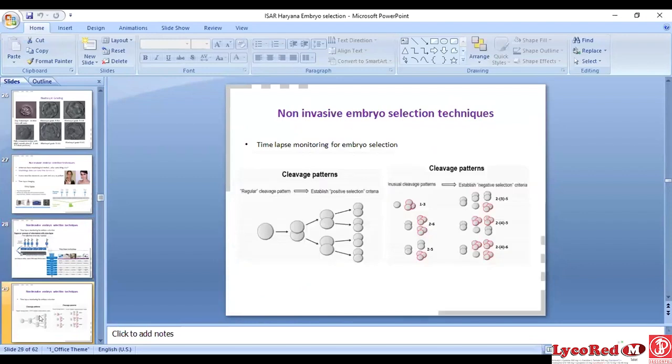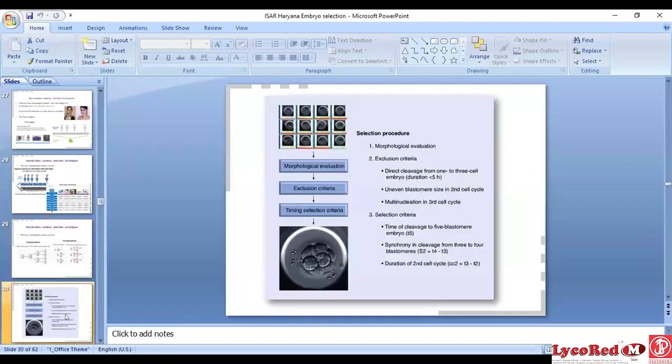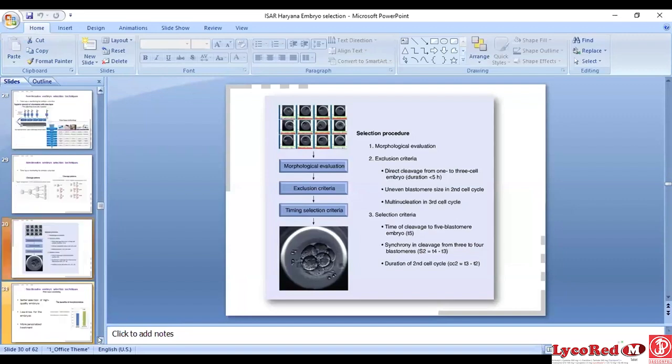So whether the cleavage is 1 cell to 2 cell, 2 cell to 4 cell, or from 2 cell going to 3 cell, or any unequal pattern, that will be useful to deselect the embryo if the cleavage pattern is different. So we see the morphological evolution. If it is a different 3 cell embryo cleavage, we can delete that embryo, and multinucleation with the constant monitoring will help us to select the embryo.